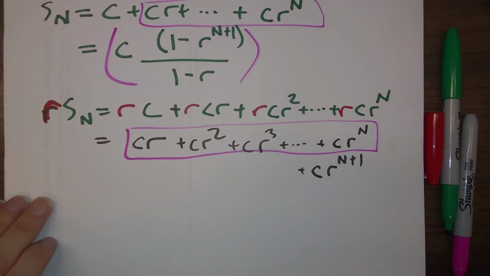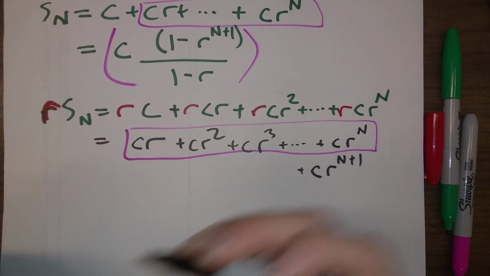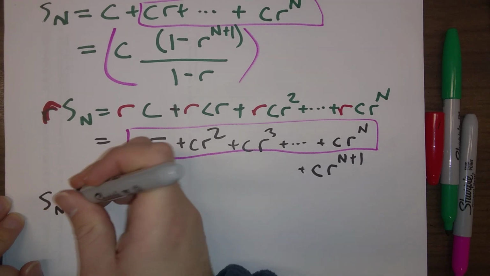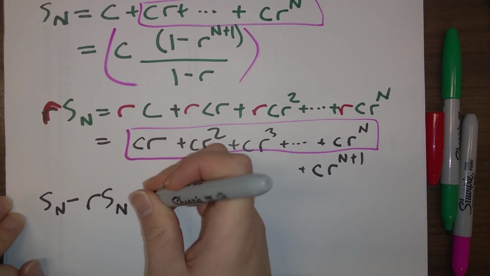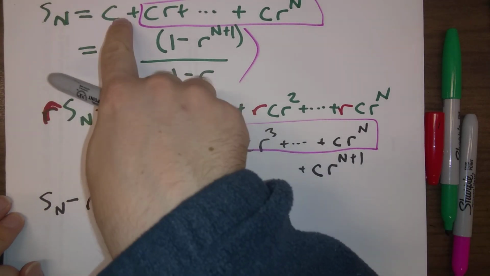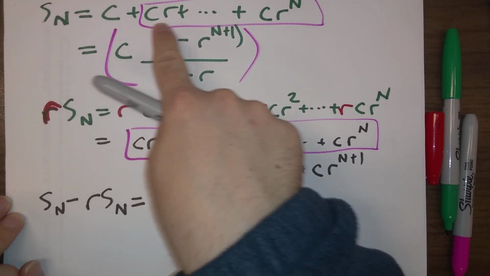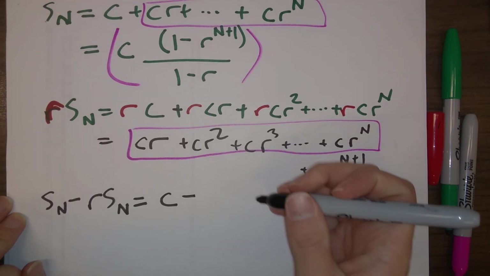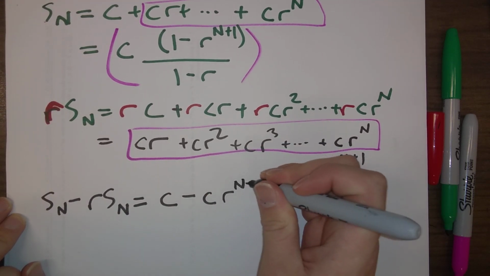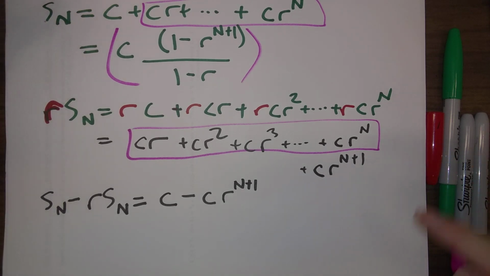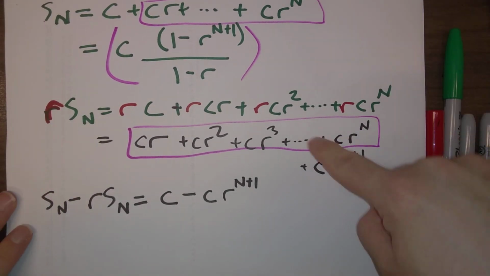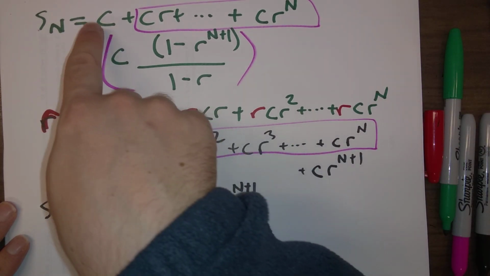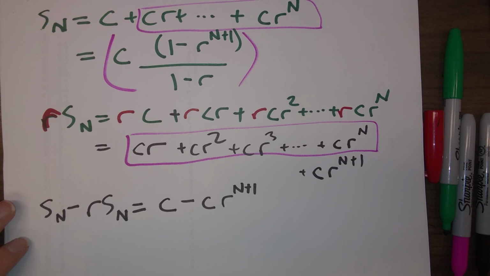So this should give us a formula. S_N minus r times S_N is going to be c, plus all of this minus all of that. Those two cancel, minus c times r to the N plus 1. So see what happened there? If we do this minus this, the stuff inside those pink boxes is exactly the same, so it cancels out, and we're just left with c minus c times r to the N plus 1.